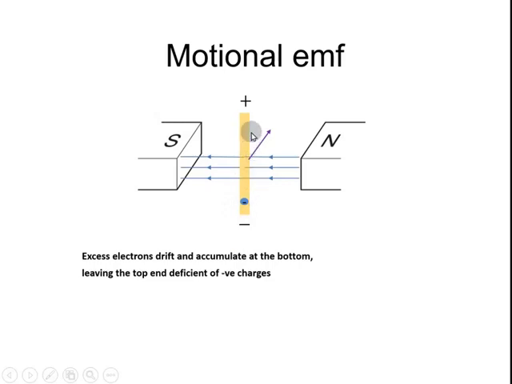So many electrons within the conductor will be drifting downwards, and there will be excess electrons at the bottom here and excess positive charges on top here. Thus, there will be a deficiency of electrons at the top here, leaving excess positive charges, and excess electrons here, leaving excess negative charge at the bottom here.